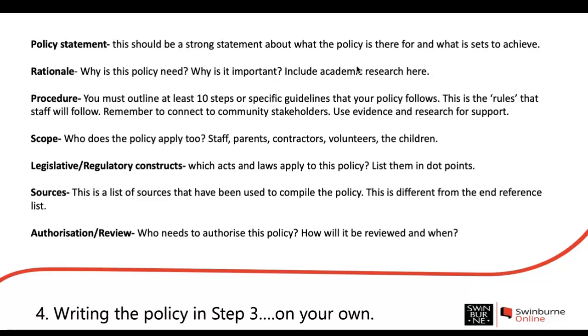So you will hand in part 1 and part 2 like your other 2 or 3 team members, and that will all be identical for all team members. This is your own part, and you will get your own mark. Your mark will vary to your team members because this part is different. Your policy statement is quite a broad statement, but it should be a strong statement about what the policy is there for and what it sets to achieve.